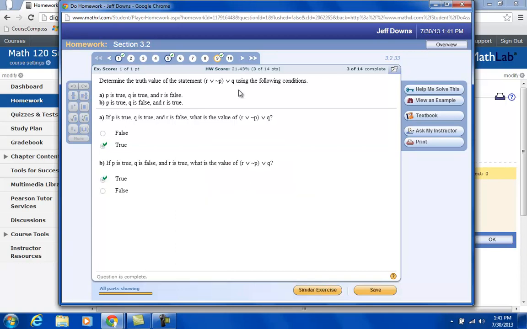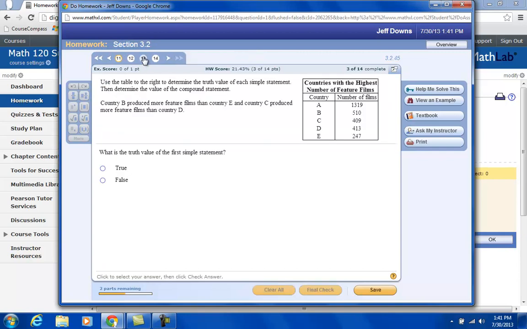Okay, that's how we do it. Let's do 11 and we'll do 14. Use the table to the right to determine the truth value of each simple statement. Then determine the value of the compound statement.